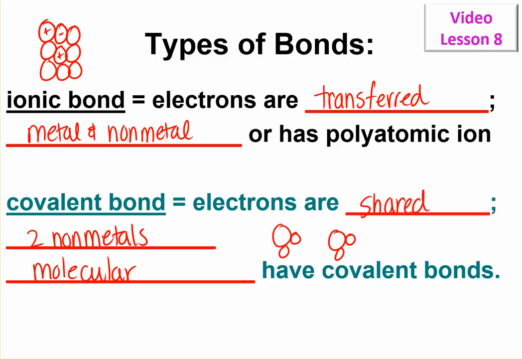And I should mention here also that there are really two different types of covalent bonds. There are polar and nonpolar. And we'll talk about how those are different here in a little bit.